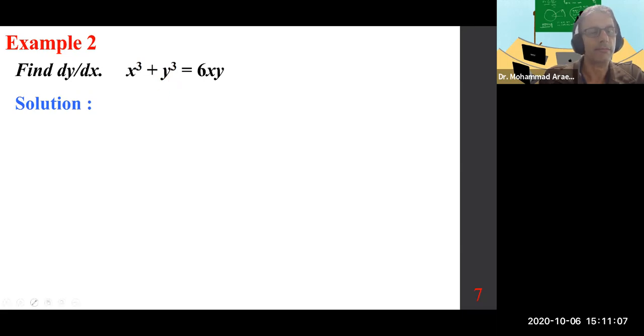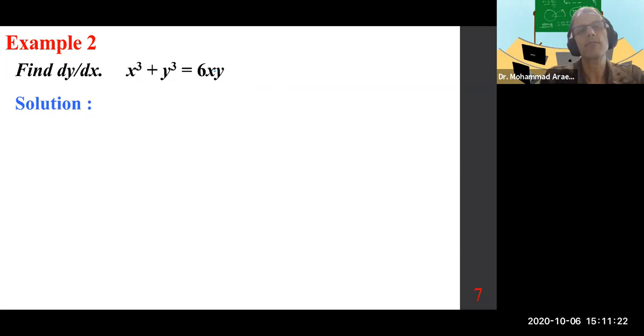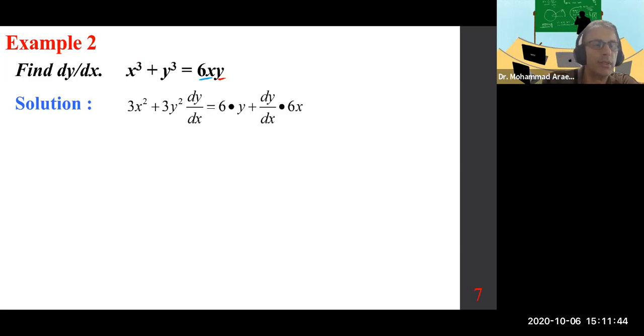Now the right side, let me put a raised dot. Think about this as a product rule. The product of 6x and y. So the derivative of 6x is simply 6 times y, and the derivative of y is y prime times 6x. So I want to make sure we understand what happens. It's pretty straightforward. From here on is basic algebra.